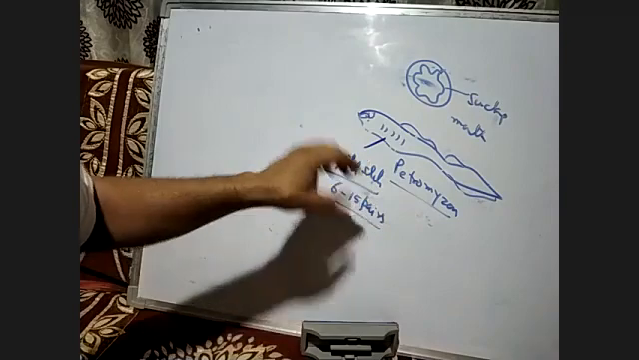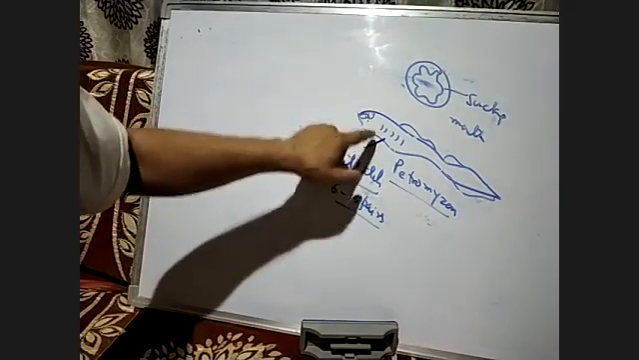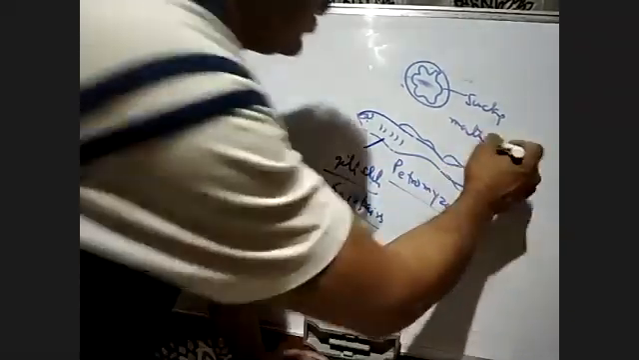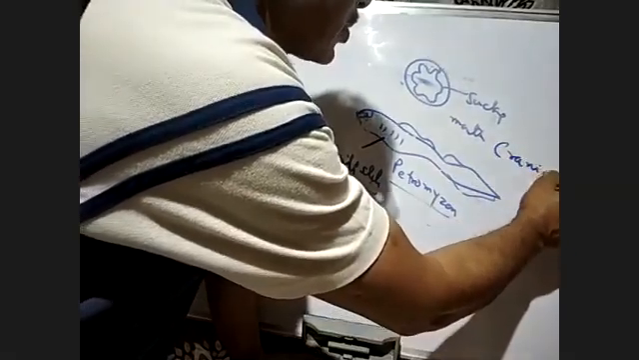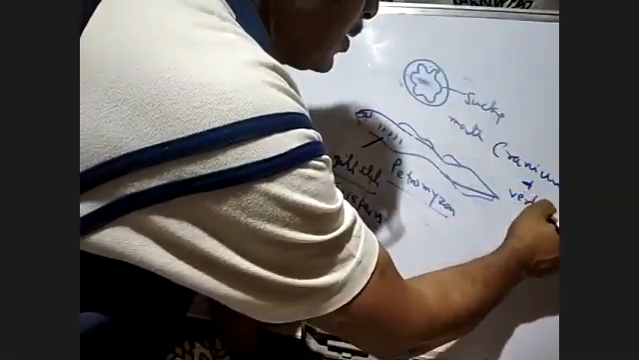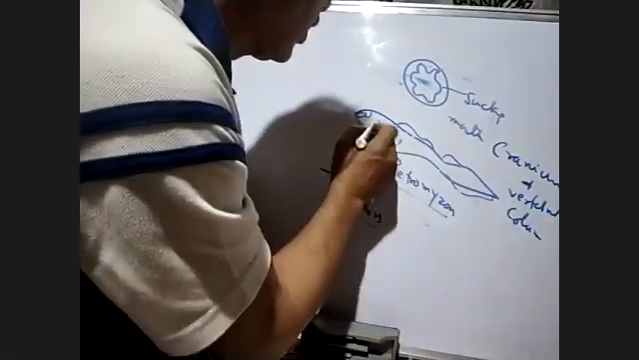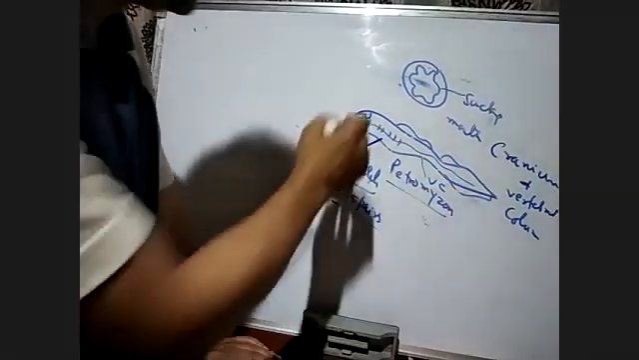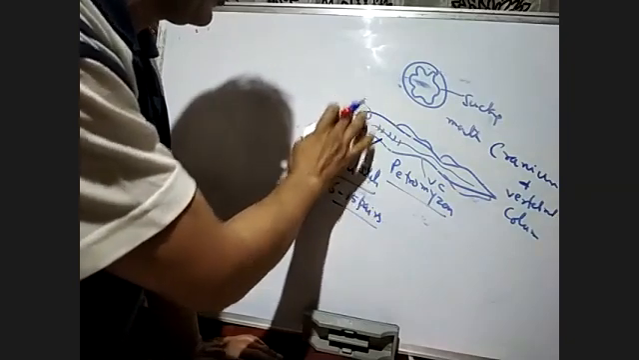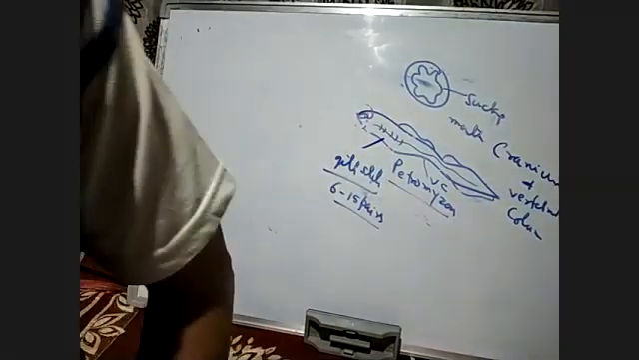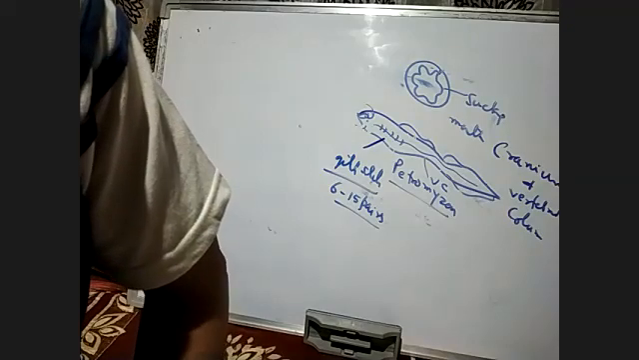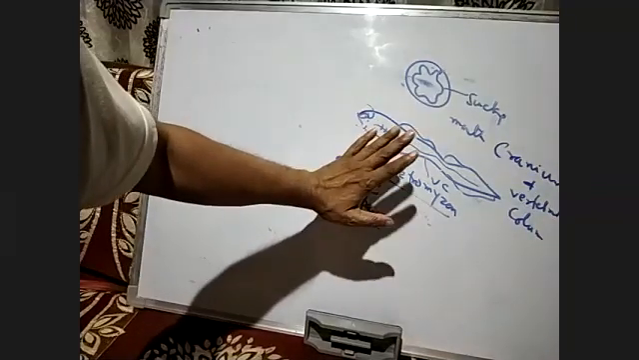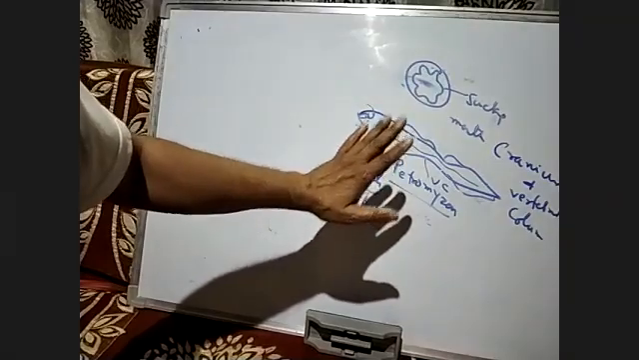And then the cranium and vertebral column. Cranium is the brain box. The cranium and the vertebral column are cartilaginous. Here is the vertebral column, and here the cranium or brain box. Cartilaginous means they are made of very soft bone. They are not hard. So the cranium and vertebral column are made up of cartilage, or very soft bones.